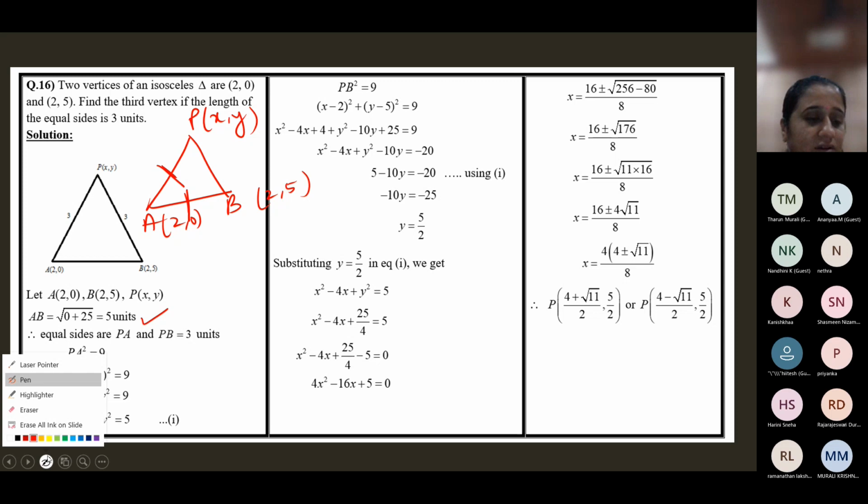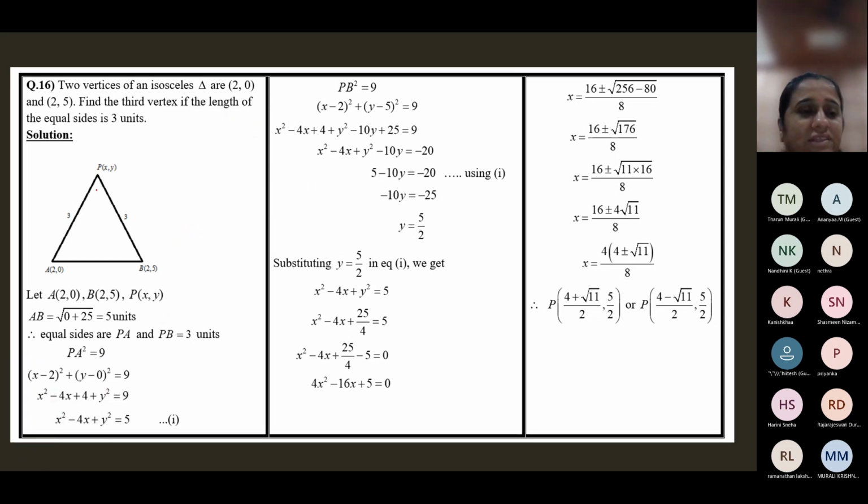What I'm trying to say is, we cannot find the length of PA because P is (x, y). So we cannot find the length PA. You cannot find the length PB also. But you can definitely find the length of the line segment AB because you know the address of A and you know the address of B. So you can find AB.